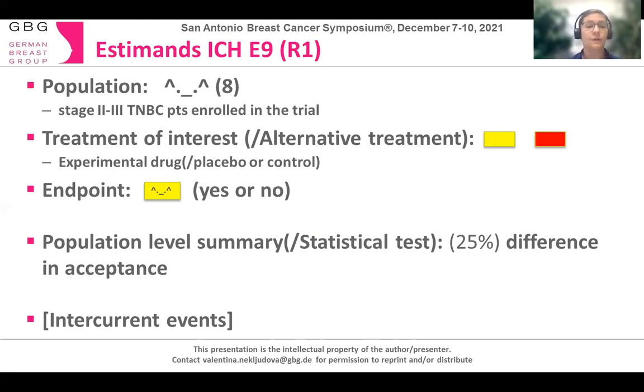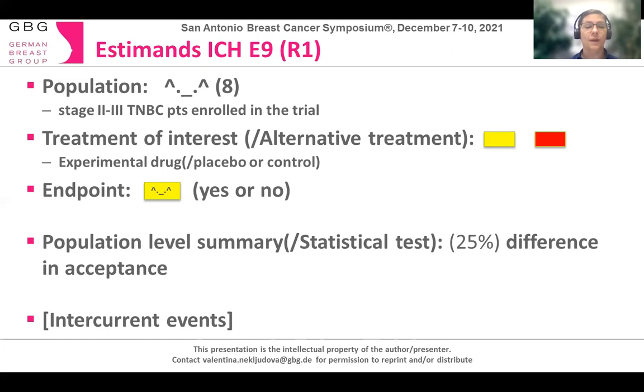The third attribute of an estimate is endpoint, and how do we measure it in a patient. In our cat trial, it was the cat going into the box, and I will talk about endpoints for breast cancer trials in some detail on the next slide.